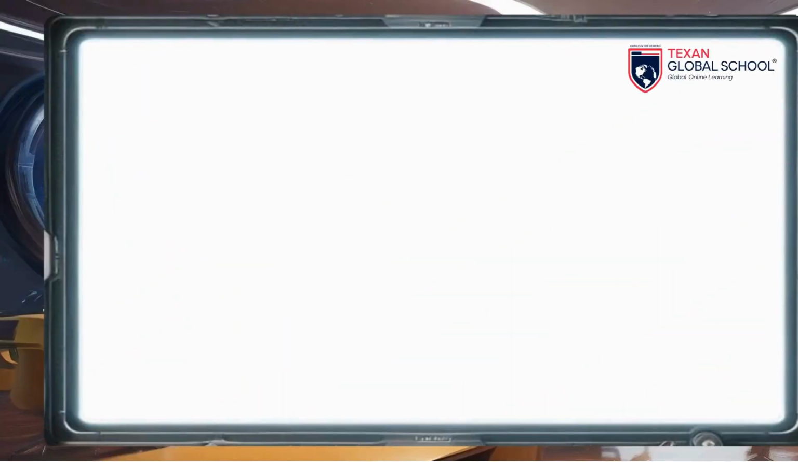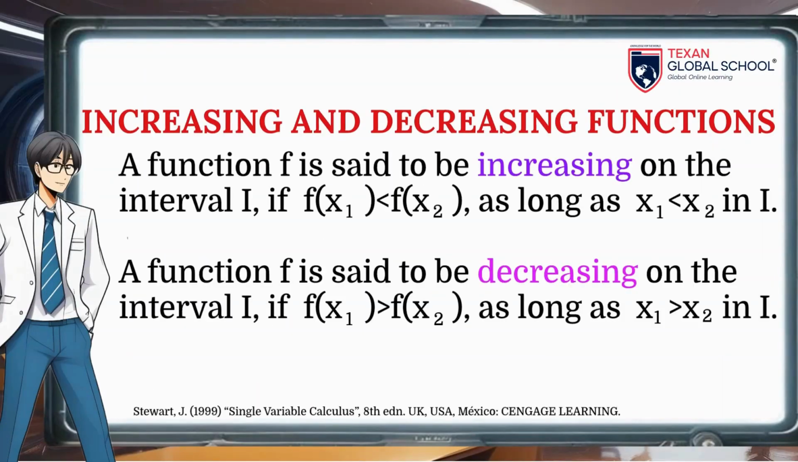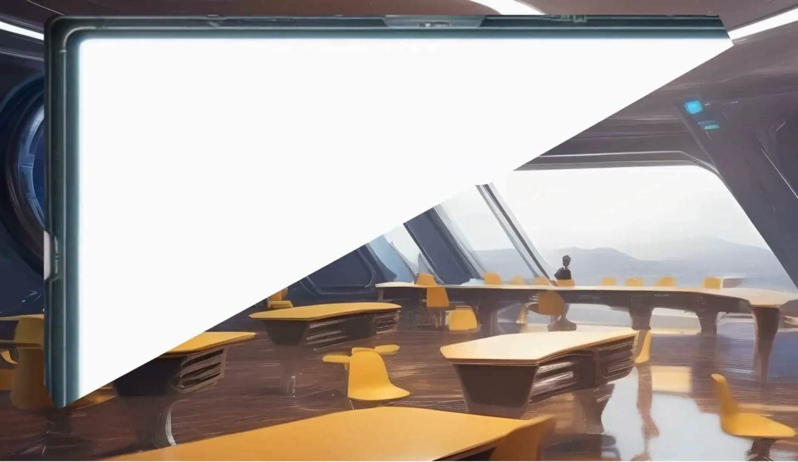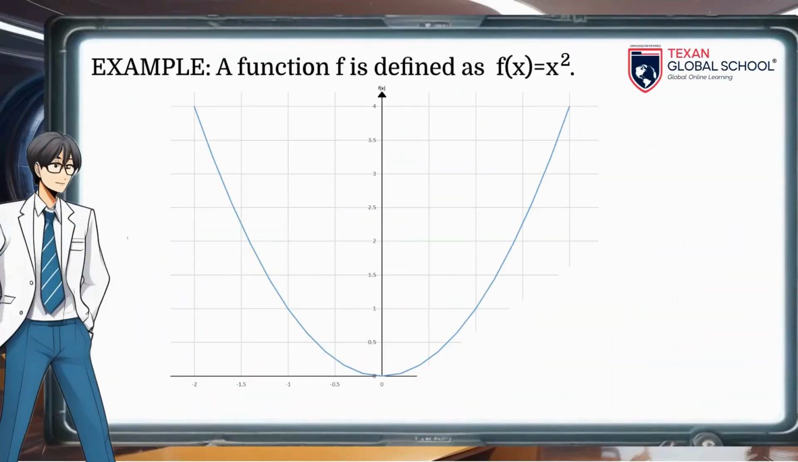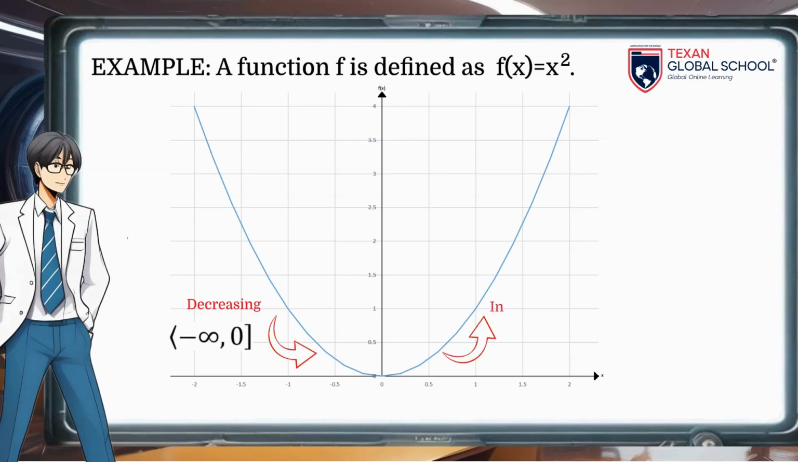It is also said that a function f is increasing over an interval I if f of x1 is less than f of x2, whenever x1 is less than x2 in the interval. Likewise, f is decreasing over an interval I if f of x1 is greater than f of x2, whenever x1 is less than x2 in the interval. Using the same example, we can see that the function f of x equal to x squared is decreasing on the interval less than or equal to 0 and increasing on the interval greater than or equal to 0.